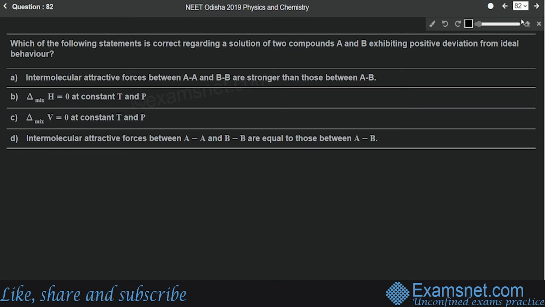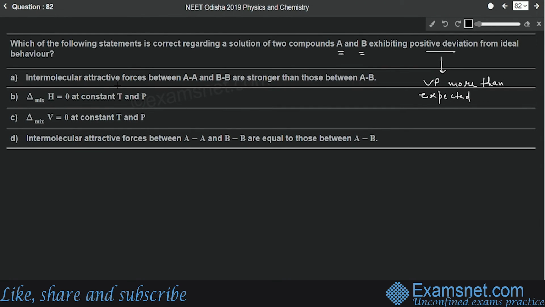Question number 82 is from the chapter solutions, and the question is which of the following statements is correct regarding a solution of two compounds A and B exhibiting positive deviation from ideal behavior. Okay, so what is positive deviation? It means the vapor pressure of the solution will be more than expected. More than expected. And when will that happen?